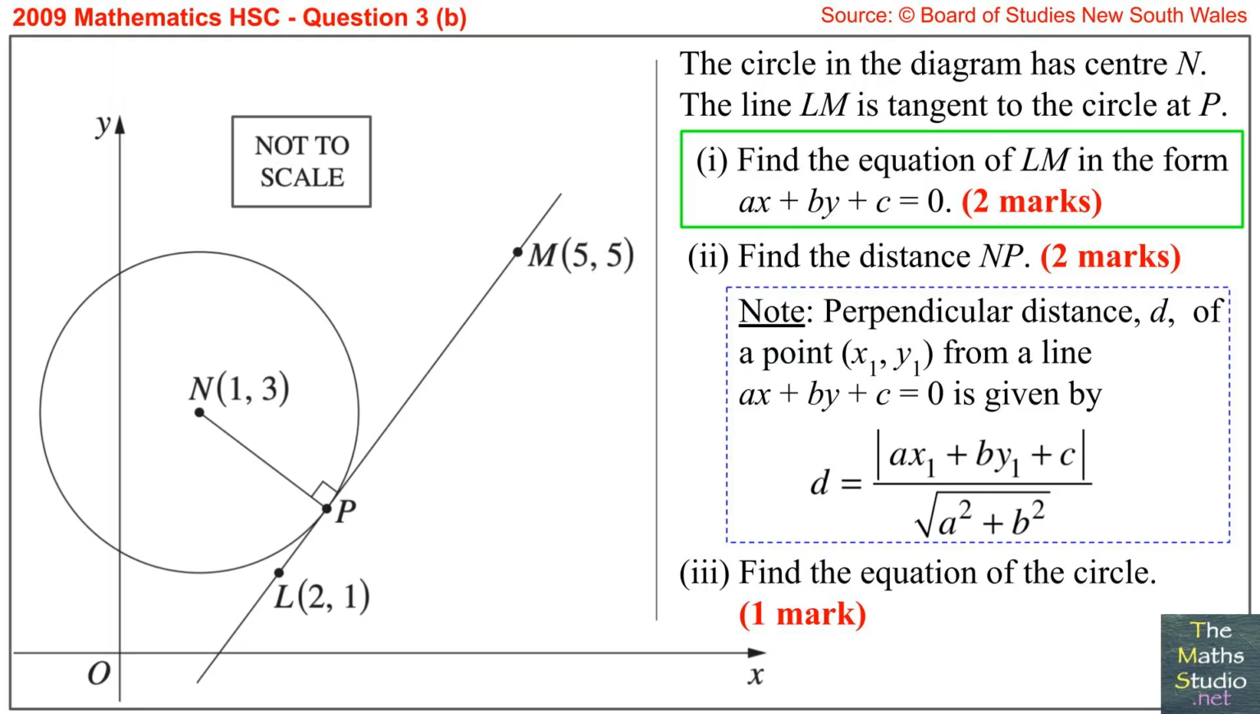Question 3, Part B. The circle in the diagram has center N. The line LM is tangent to the circle at P. Part 1. Find the equation of LM in the form Ax + By + C = 0.